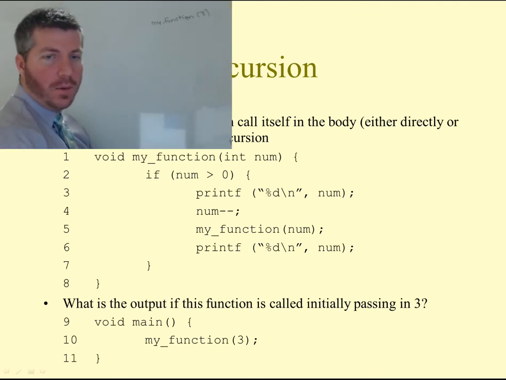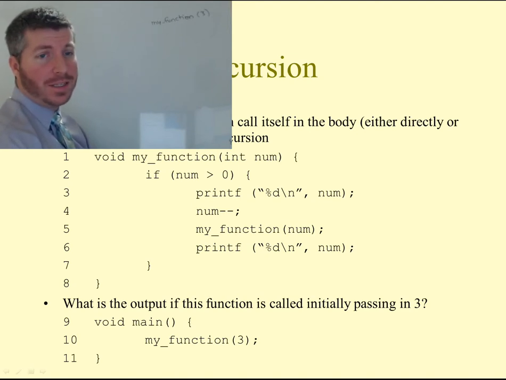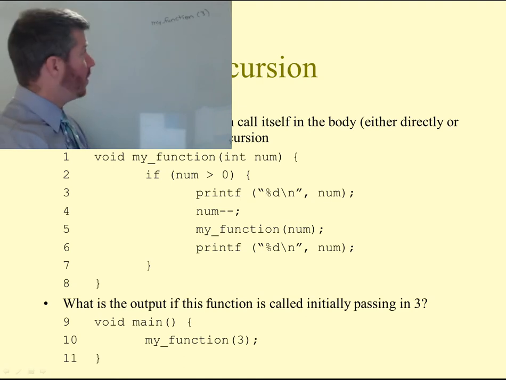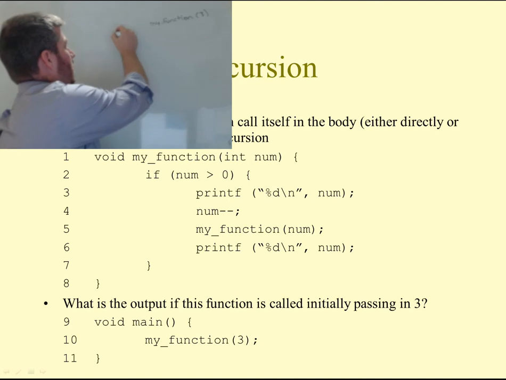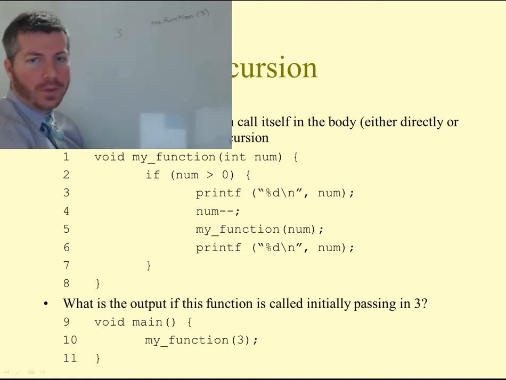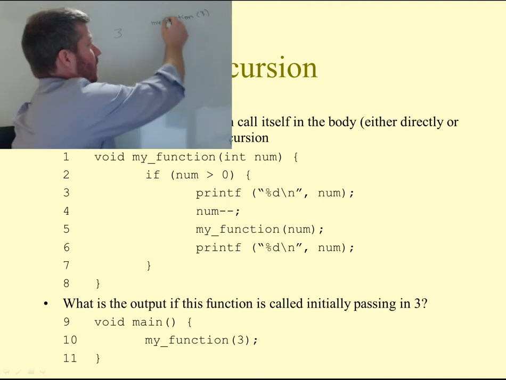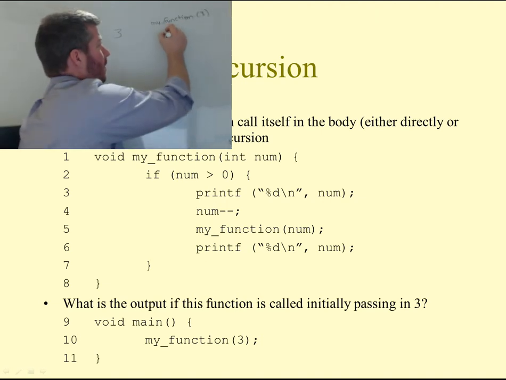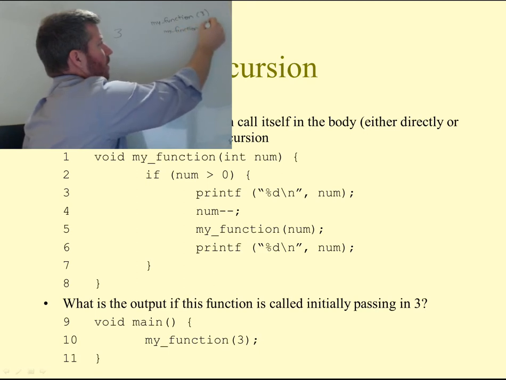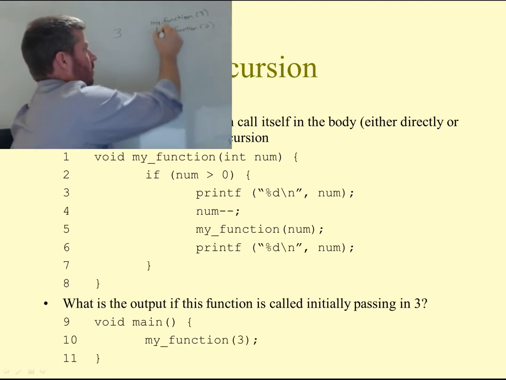Okay, now when I come into my function, the first thing it says is, what's the value of num? Well, the value of num at this point is 3. Is 3 greater than 0? It is. So what am I going to do? I'm going to print out a 3. So I'm going to write over here, I printed out a 3. Okay, I decrement the value of num, which makes it a 2 now, and then I call myFunction on 2. So from this call to myFunction with a value of 3, I now am going to call myFunction with the value of 2 passed into it.